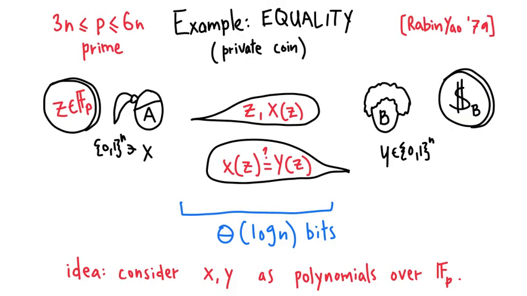For the case of equality, here on this slide is a protocol from Rabin and Yao for computing equality that you can examine on your own time. But the important bit here is that if you allow private coins, you can save exponentially in the amount of communication.